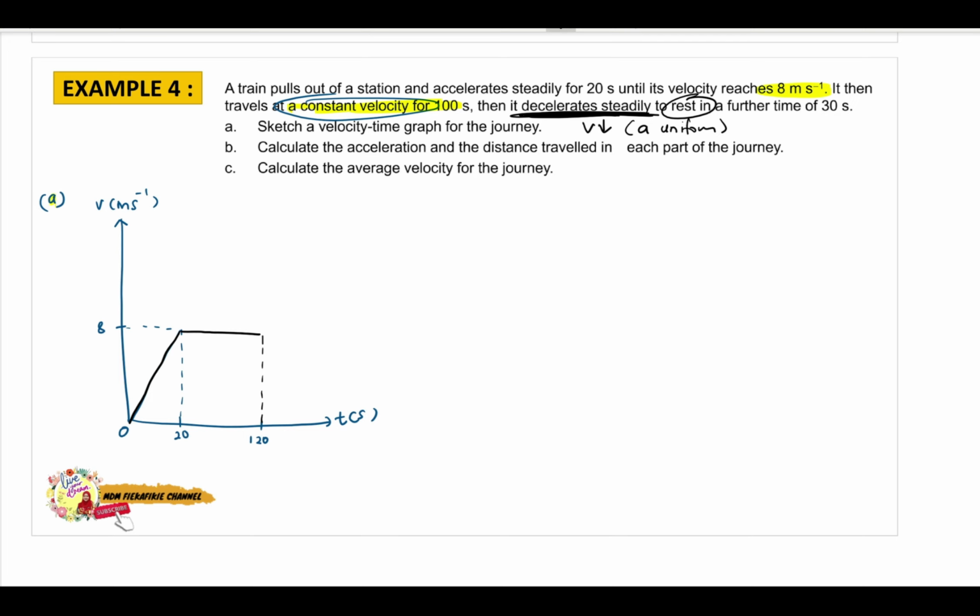In 30 seconds, so 120 plus 30, it should be equal to 150 here. So it decreases up to this point. Okay, we've finished our graph.